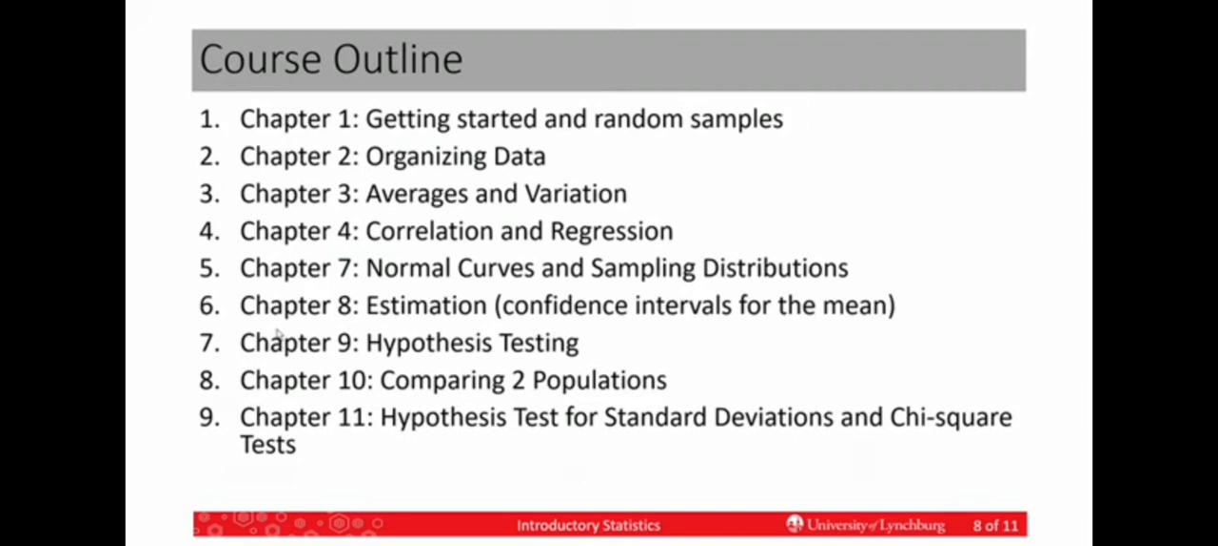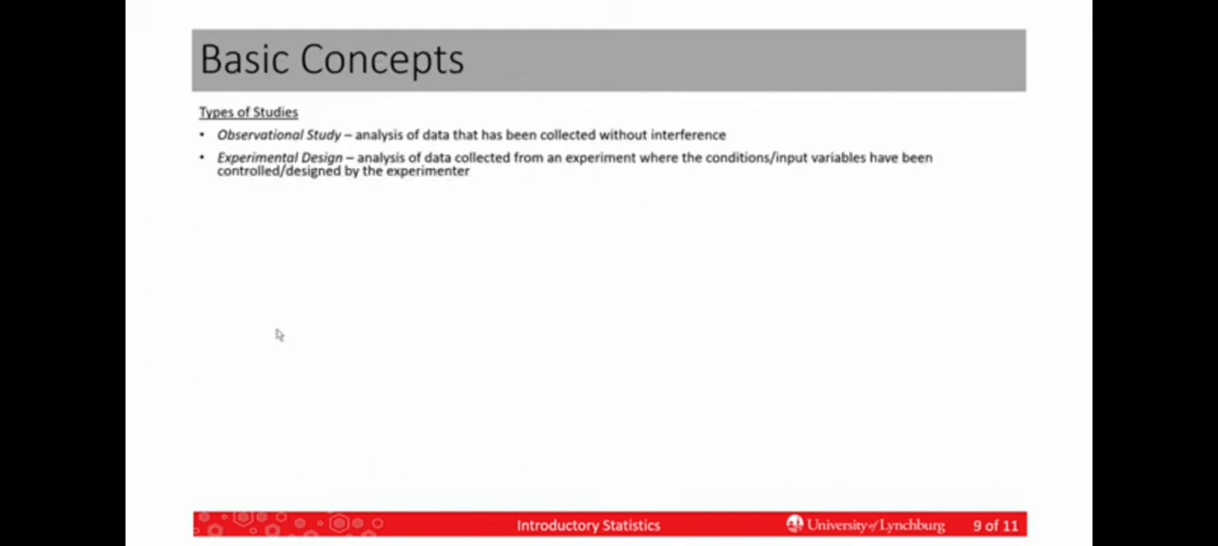So we're using the book Understanding Basic Statistics by Brase and Brase, the 7th edition. And we're going to cover in this semester chapters 1 through 4, and then we're going to skip over to chapters 7 through 9, and we're going to complete them, and then we're going to cover as much of chapter 10 and 11 as possible. So that's our outline for this semester. So let's jump right into some basic concepts.